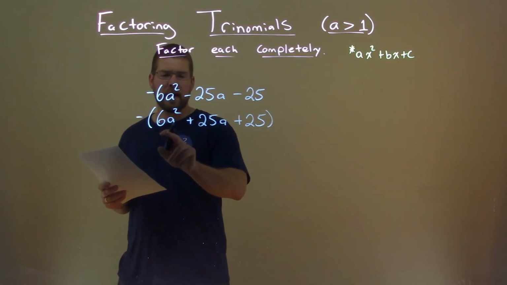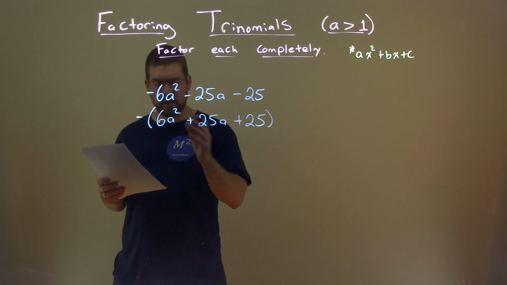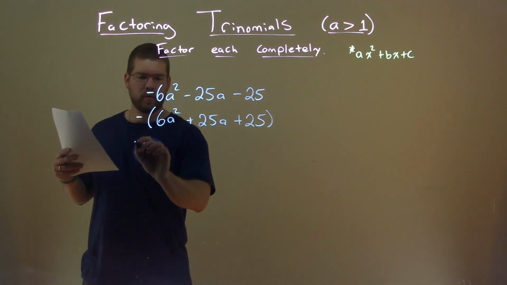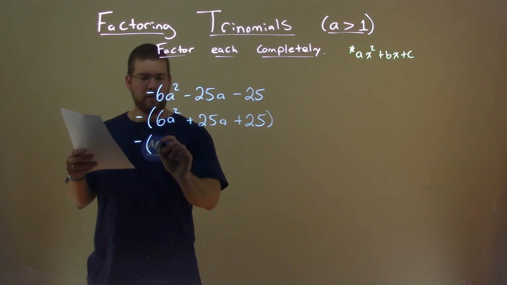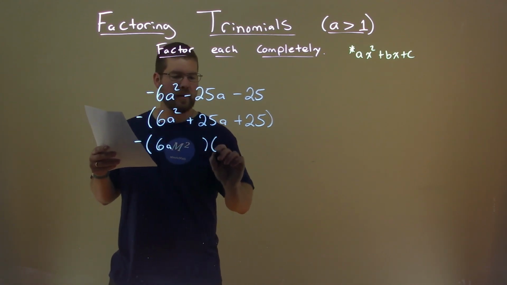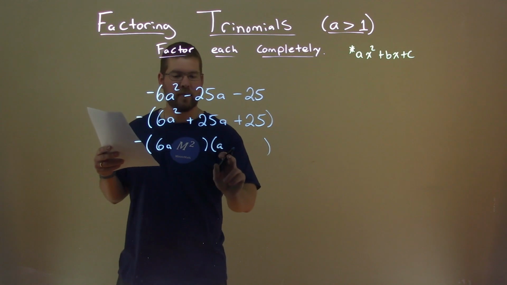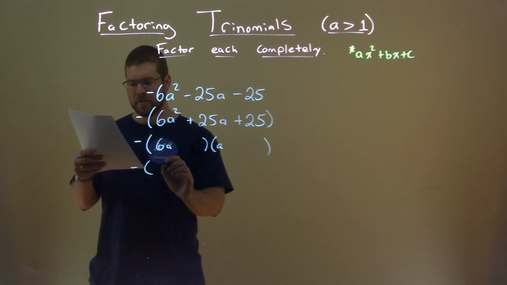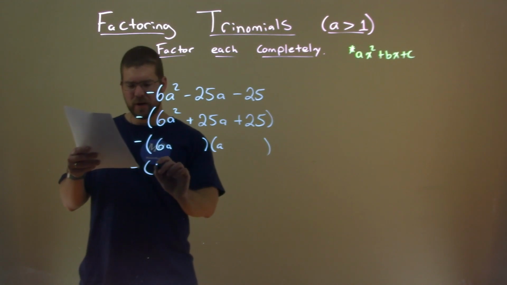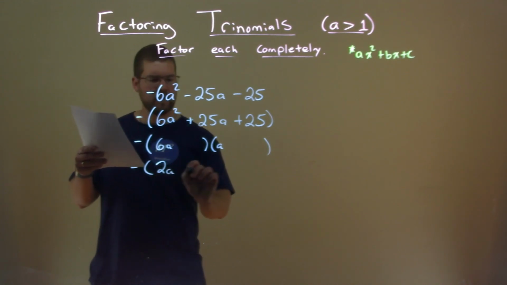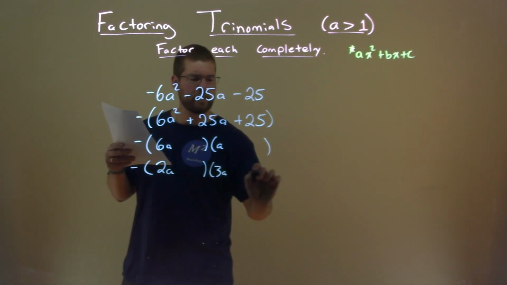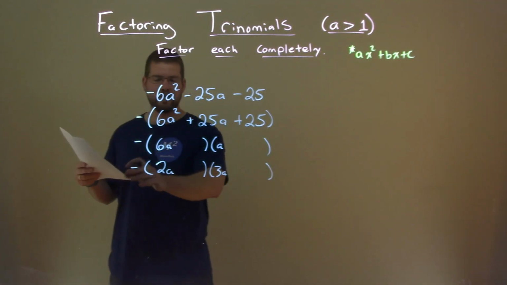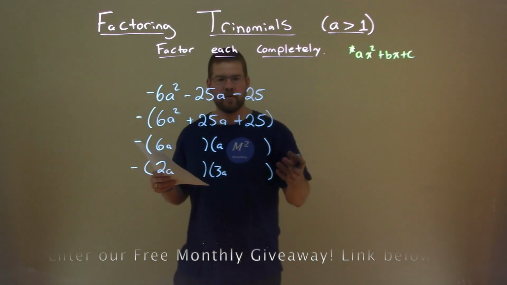So now we're looking at, well, 6a squared. And that leaves us with two options on how we can set up this factoring. We can either have 6a times an a, like that form, because 6a times a gives us 6a squared, or we have the option of 2a times a 3a, like that. 2a times 3a is 6a squared. Don't forget the negatives. So these are our two options as we're moving forward.